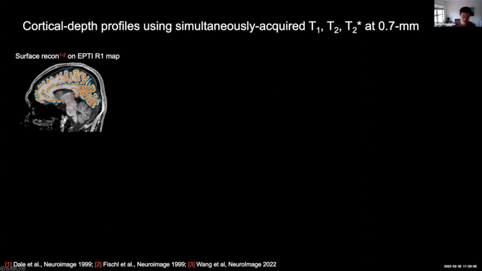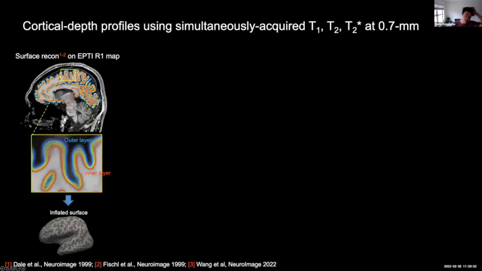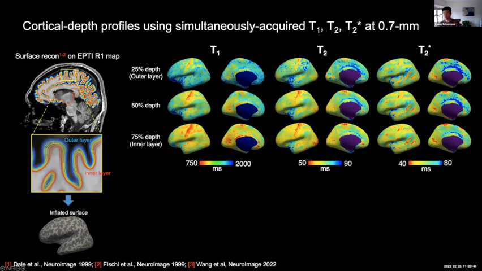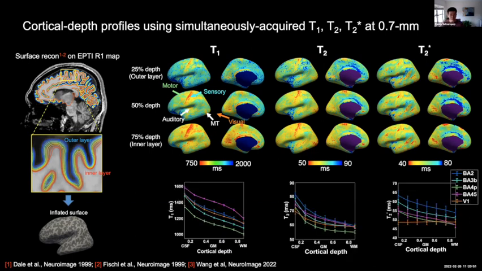Instead of just segmenting the brain, we're looking at different surface reconstructions across different cortical depths, and inflating these surfaces. Then we can look at the T1, T2, T2 star across different cortical depths as shown here, as well as across different brain regions. We can then also plot the cortical profile of these quantitative metrics across the cortical depth, as shown here for different brain regions.